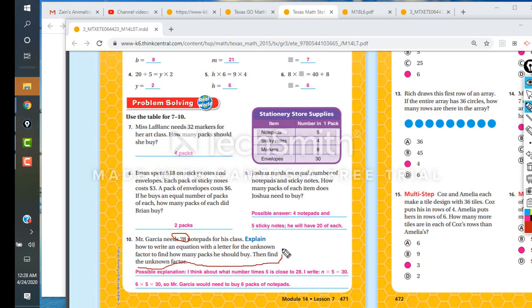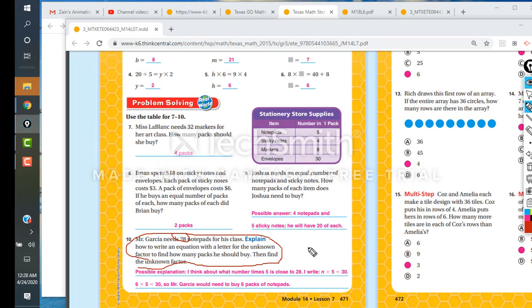Well, here's an example. Again, your answers are going to vary in this one here. But see, I think about what number times 5 is close to 28. And then we'll write that one as n. So n times 5 equals 30. Why does it have to be 30 here?